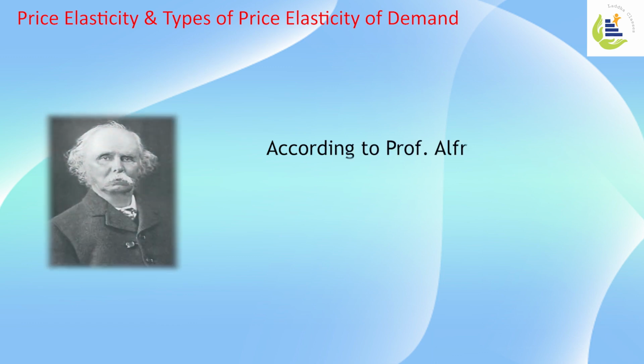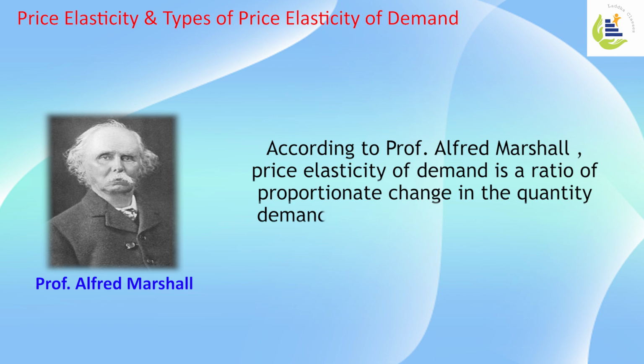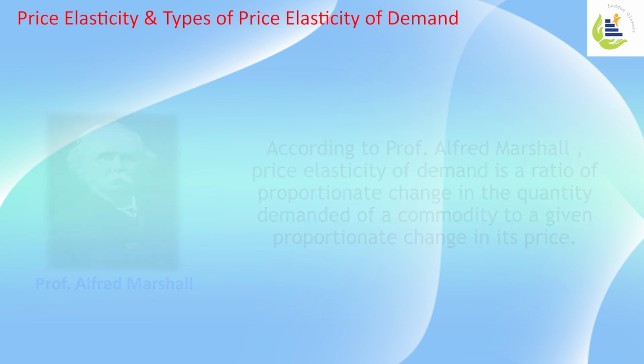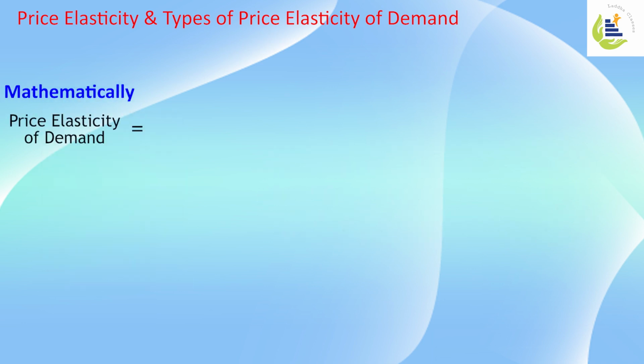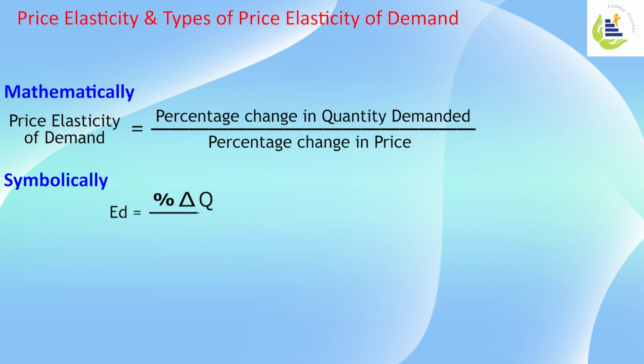According to Professor Alfred Marshall, price elasticity of demand is the ratio of proportionate change in the quantity demanded of a commodity to proportionate change in its price. Mathematically, price elasticity of demand can be written as percentage change in quantity demanded over percentage change in price. We can convert this into a symbolic formula: percentage change in quantity demanded, percentage delta D, over percentage change in price, that is percentage delta P.